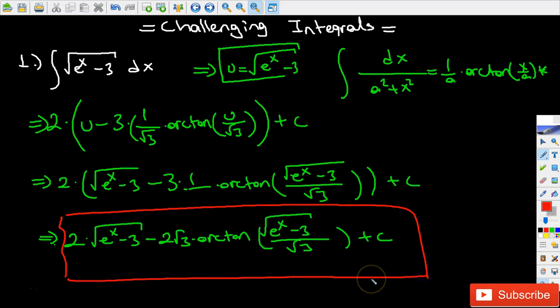So what I did is very simple. I set u equal to the entire integrand, which is the square root of e to the power of x minus 3. Then I squared both sides. Then I differentiated both sides, and I came up with 2 replacements. I used them, and we ended up with a new integral involving only the variable u. Then I applied this integral formula, and I came up with my answer as you see over here.